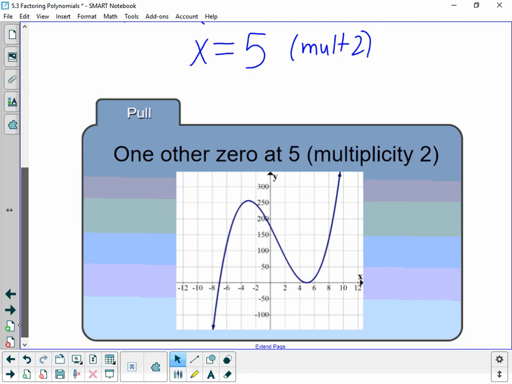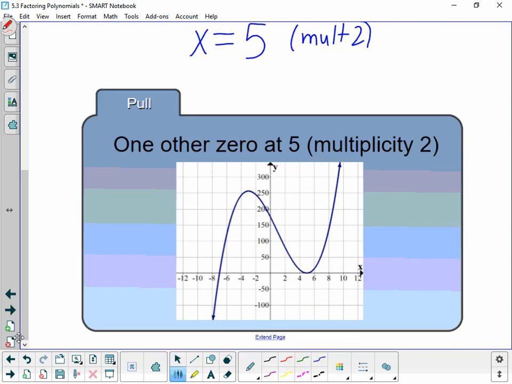Let's see the graph. So if we look at the graph, here's the negative 7 that we were given, and here is the positive 5, but it has a multiplicity of 2, so it causes this tangent behavior at the x-axis.